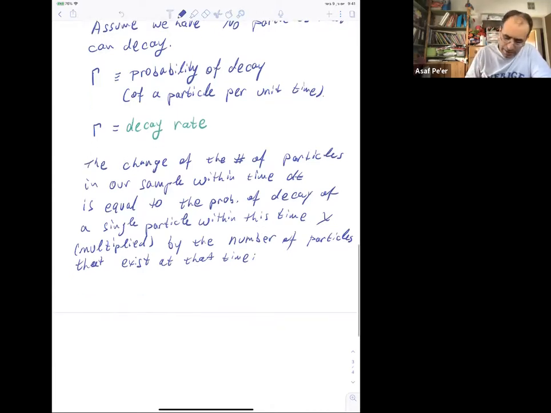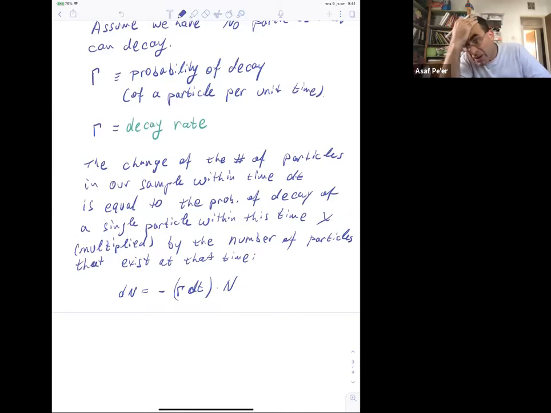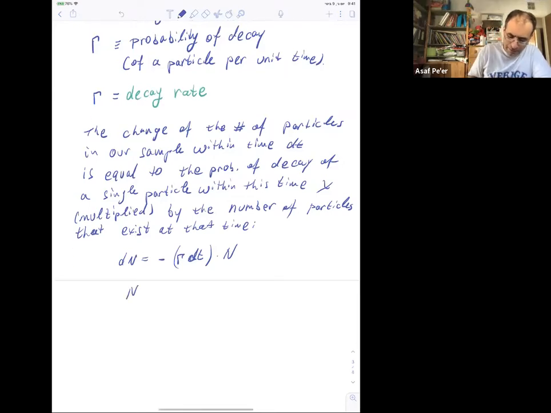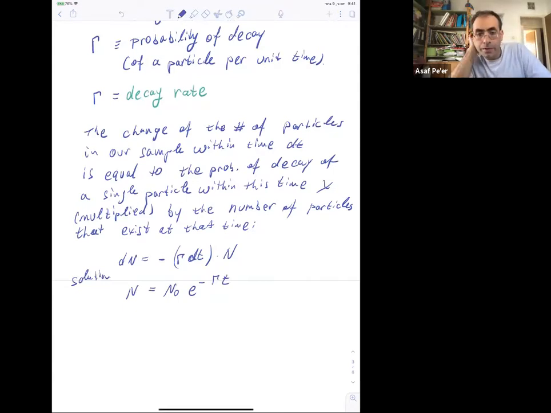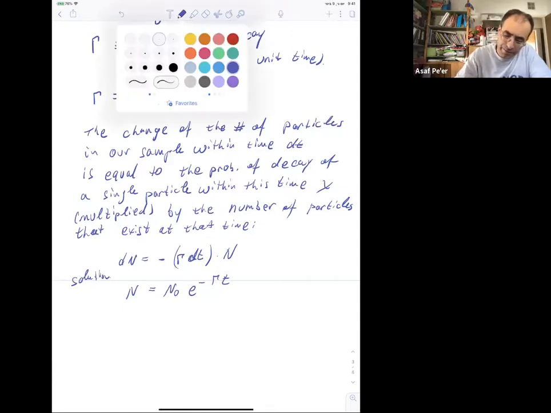In equation, it simply states that dN is just minus gamma dt times N. It simply states that the change in the number of particles in our sample within time dt is the total number of particles we had times the probability that each particle will decay. Now the solution to this equation is straightforward. That gives us N equals N0 times e to the minus gamma t. This is called the universal decay law, for obvious reasons.